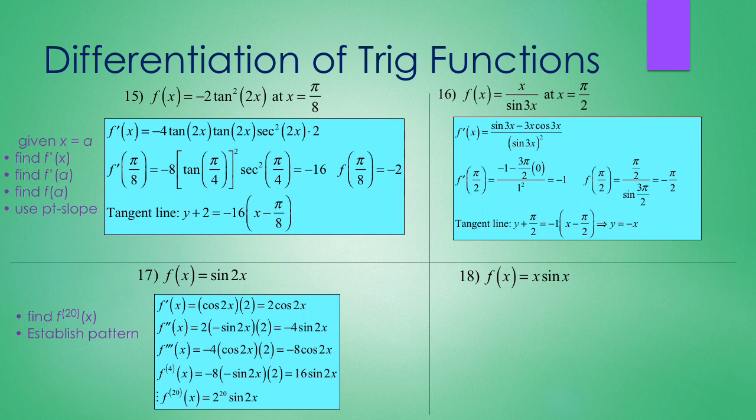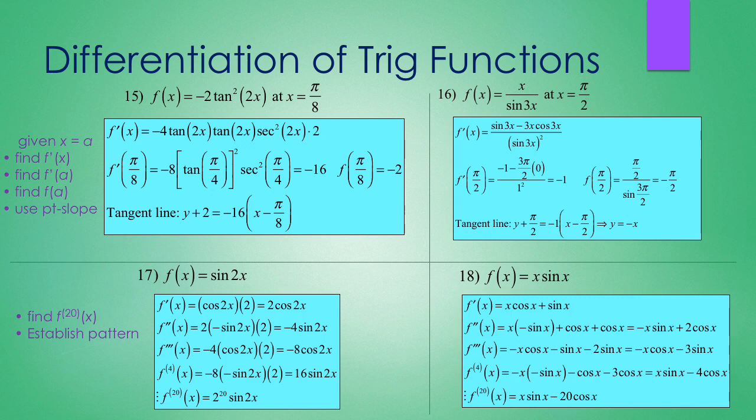It should be clear what's happening here. Every even derivative involves sine of 2x, and our coefficients are simply powers of 2. So the 20th derivative of f at x is 2 to the 20th sine of 2x.